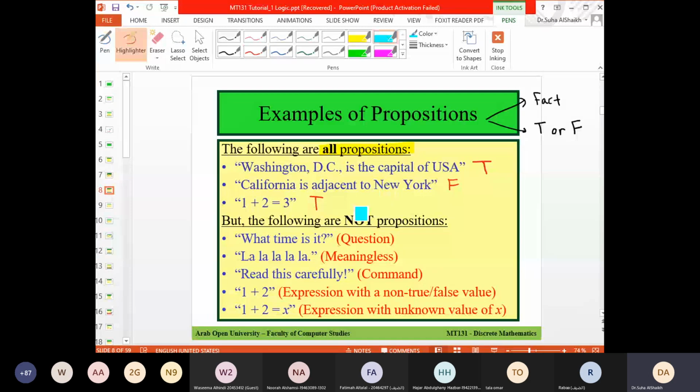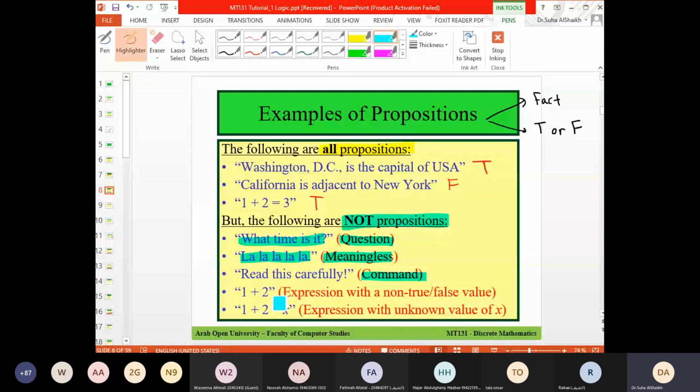طبعا all the examples هنا are not proposition. مثلا when I say what time is it, هذا question mark على طول أعرف إن it's not a proposition. لما أقول لا كذا, what information I'm getting? Nothing. It's meaningless. When I say read this carefully, this is a command. أوامر هذه ما فيها معلومة.